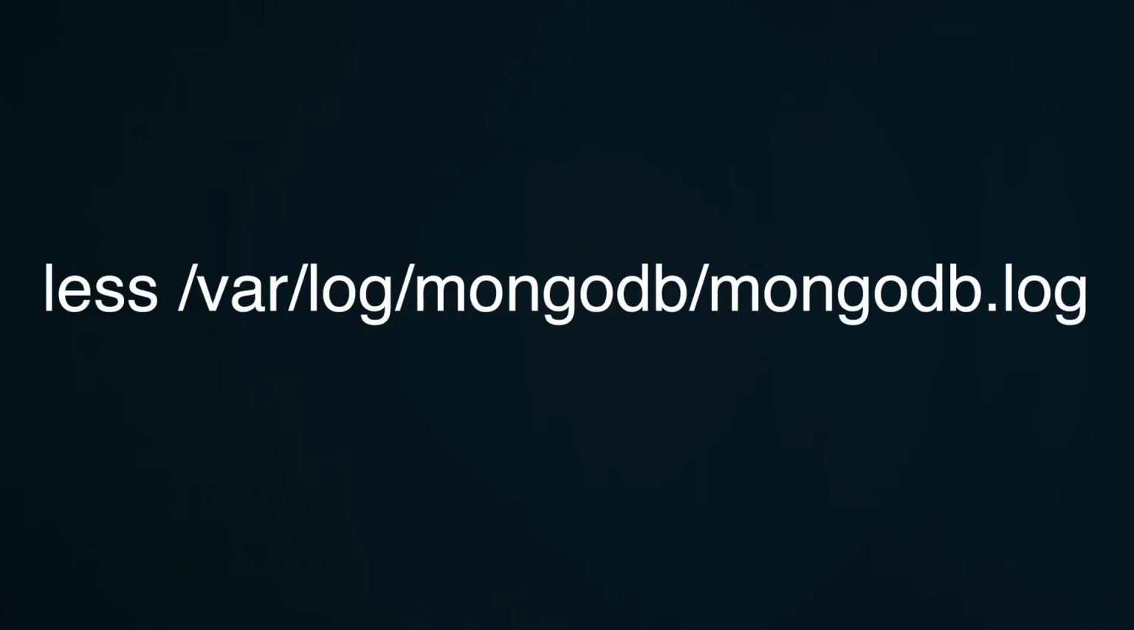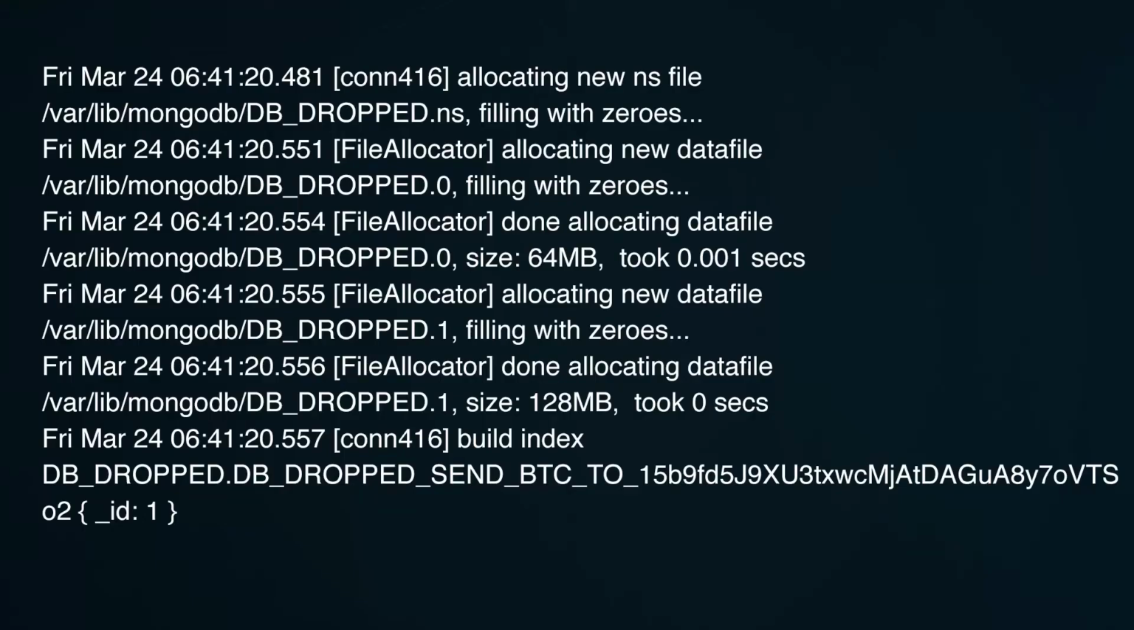You can access the log file simply by going to /var/log/mongodb/mongod.log. This might be different depending on the version of Linux you're in, but it's typically in the log folder. Once you open up that file, with Vim or Less or whatever your favorite text editor is, search within the file.